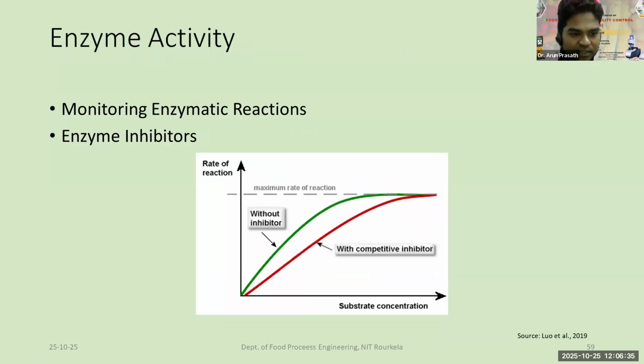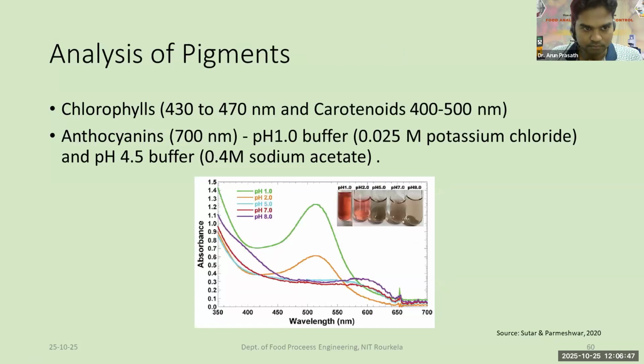And enzymatic activity: monitoring enzymatic reactions, like enzyme inhibitors and enzyme-assisted reactions, can also be measured. Analysis of pigments, especially chlorophyll pigment and carotenoid pigment, with a specific absorbance range, like absorbance wavelength.